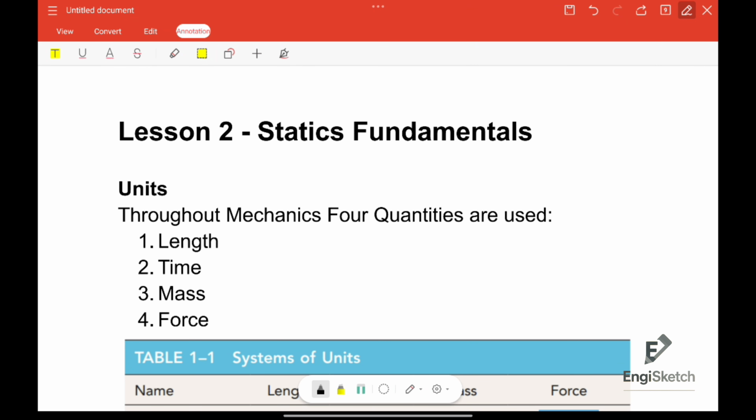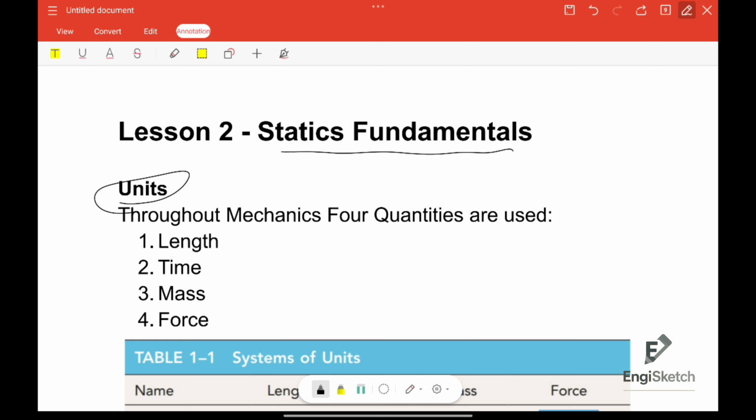Hello everyone. In this lesson we will start with our second lesson in the course Mastering Engineering Statics. This lesson is Statics Fundamentals. So we will study some fundamentals and key points related to statics. First of all, we will mention the units.